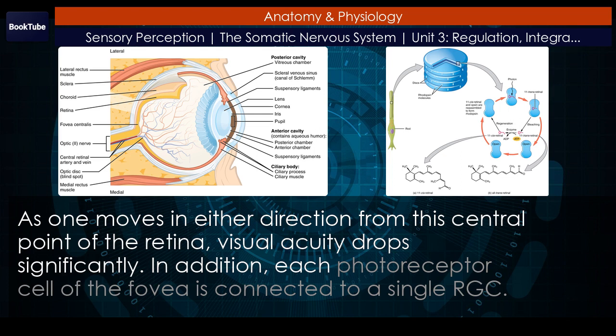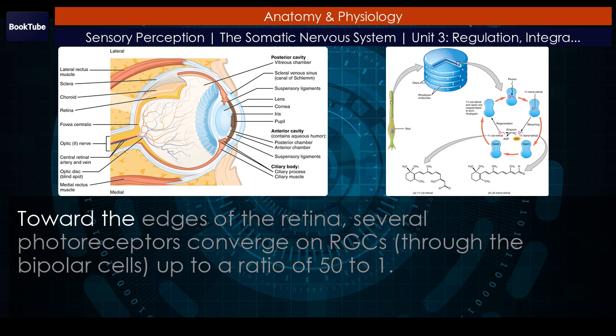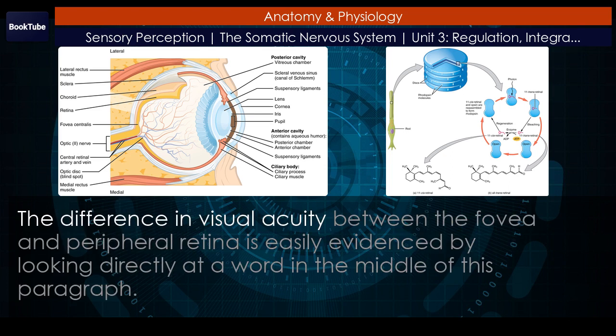In addition, each photoreceptor cell of the fovea is connected to a single RGC. Therefore, this RGC does not have to integrate inputs from multiple photoreceptors, which reduces the accuracy of visual transduction. Toward the edges of the retina, several photoreceptors converge on RGCs through the bipolar cells, up to a ratio of 50:1.